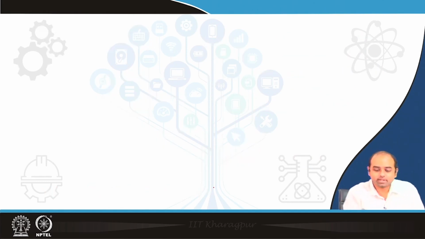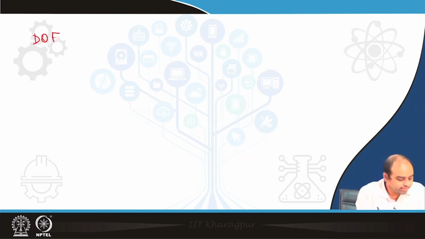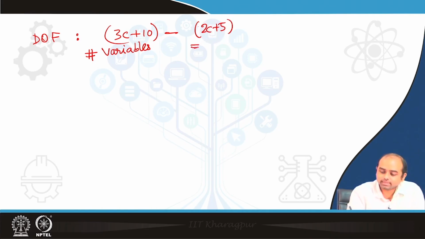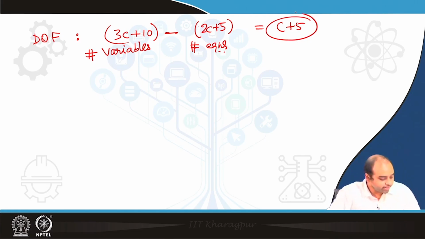So, what is the degree of freedom of the problem? The degree of freedom in this problem: you are having 3C plus 10 number of variables for the flash problem, and you have 2C plus 5 number of equations. So in total you are getting C plus 5 as the degrees of freedom in the system. Now, degrees of freedom in the problem have to be specified for a unique problem.